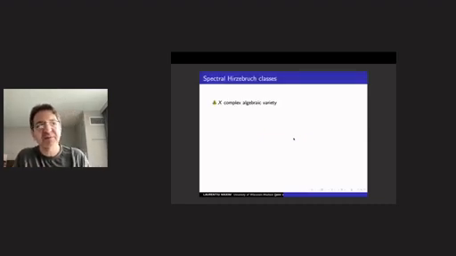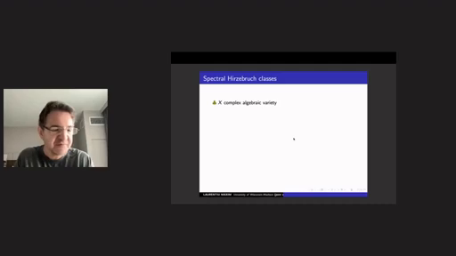All right, so let me define the spectral classes. I'll define first the general concept. These are things introduced quite a while back by myself, Schürmann and Saito.